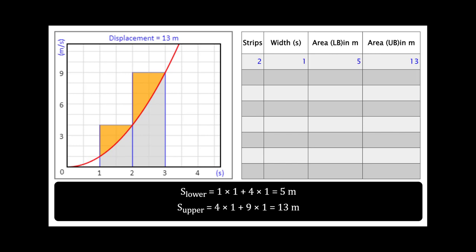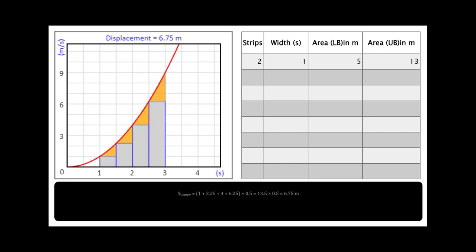And these values are shown in the first row of the table in blue. Do pay attention to the values in the last two columns. The difference between these values is 8 meters. Let's increase the number of intervals to 4 and repeat the calculations.